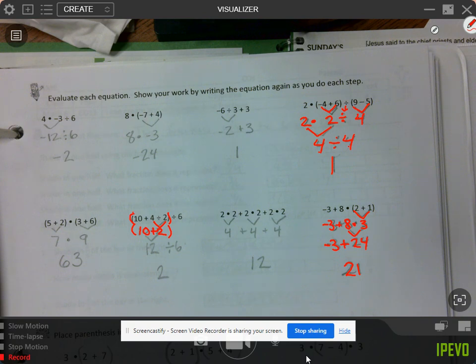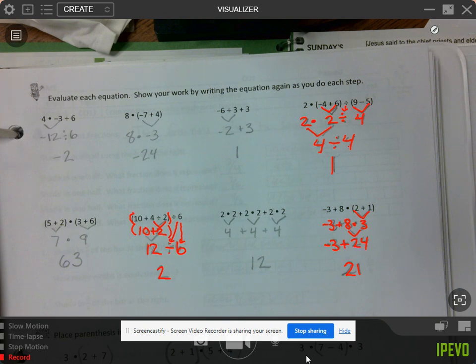Then 10 plus 2 is 12. Now we're going to bring down the rest of our equation divided by 6. 12 divided by 6 is 2. So you just have to remember, inside the parentheses, you have to follow the order of operations still. Yeah, I did that wrong. Okay. I forgot to do the parentheses. Yes. Any other questions?